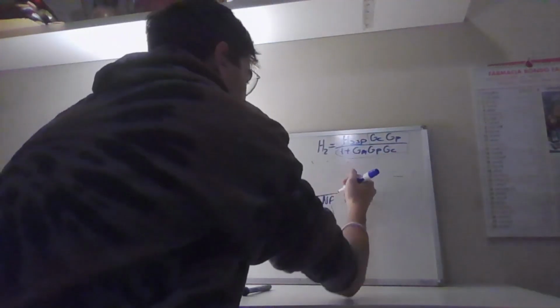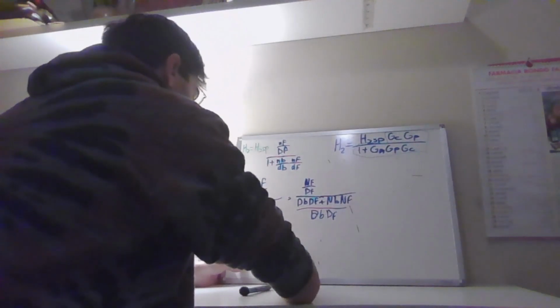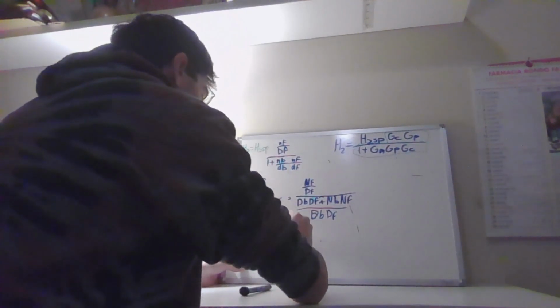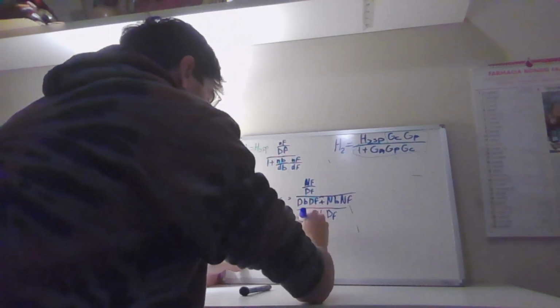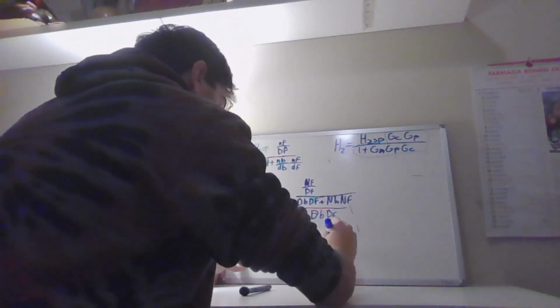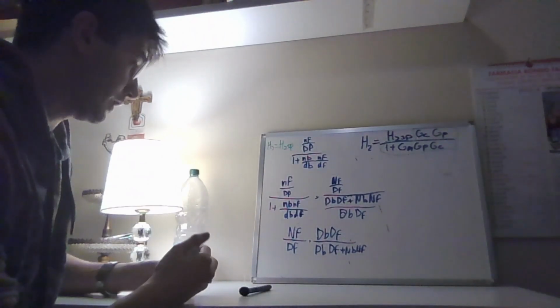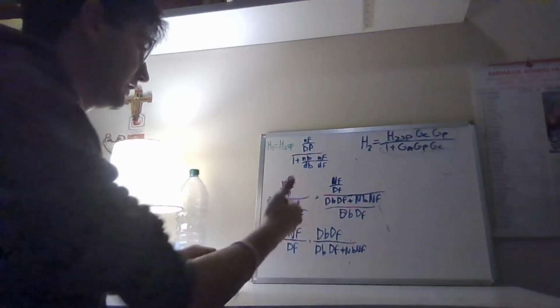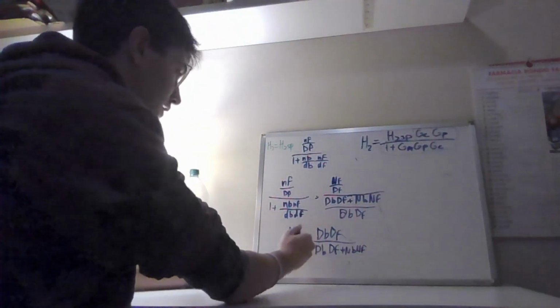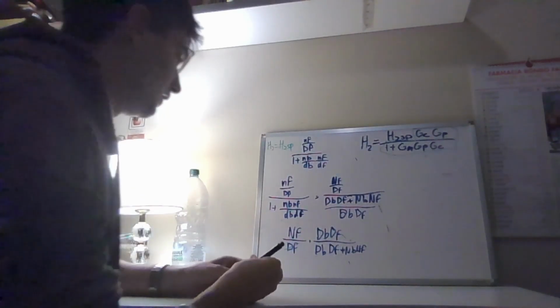So I'm just going to simply have NF over dF multiplied by dB/dF over dB/dF plus NB/NF. Right? See that? So now we can cross out things we know. We see that dF is both numerator and denominator, right? And then NF looks like we only have it down there. So let's continue out.